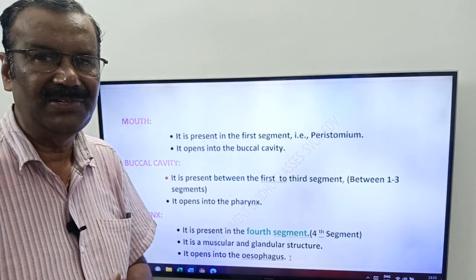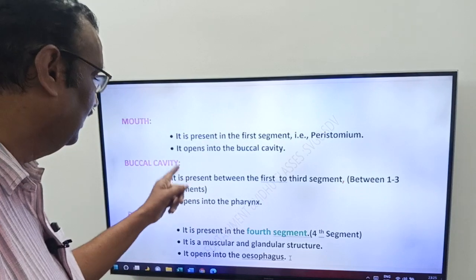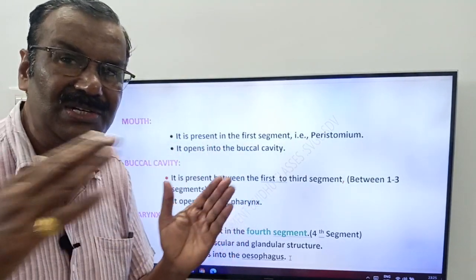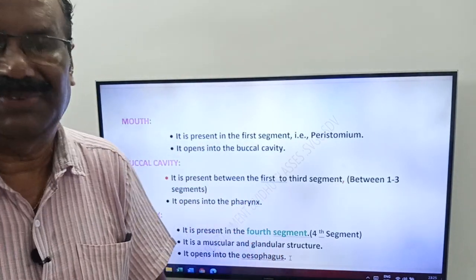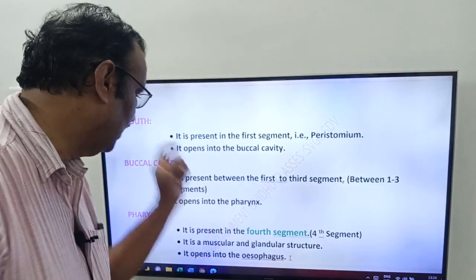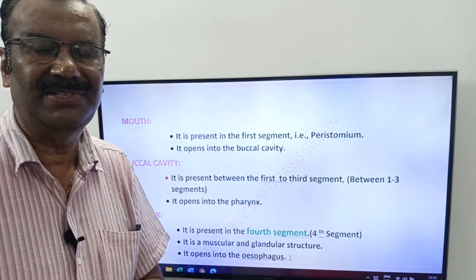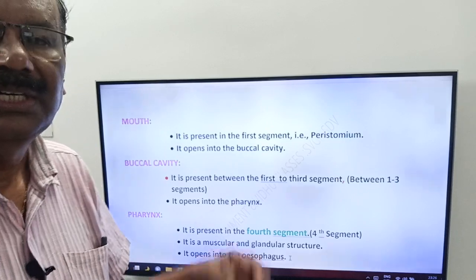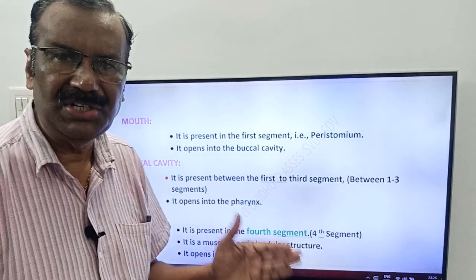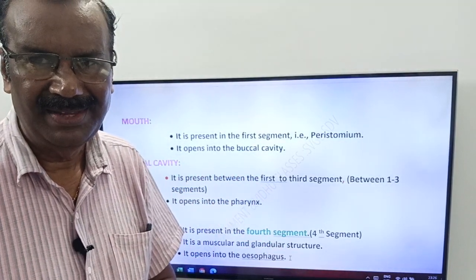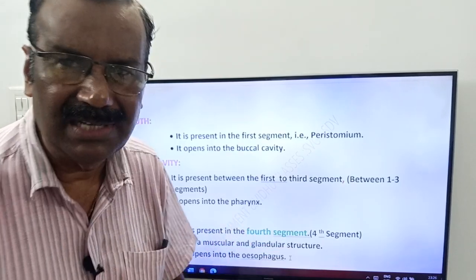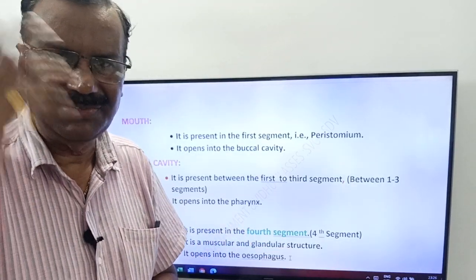Now second point, friends, buccal cavity. It is present between the first and third segments. It opens into the pharynx. Just remember: buccal cavity is present in the first to third segments, and it opens into the pharynx.